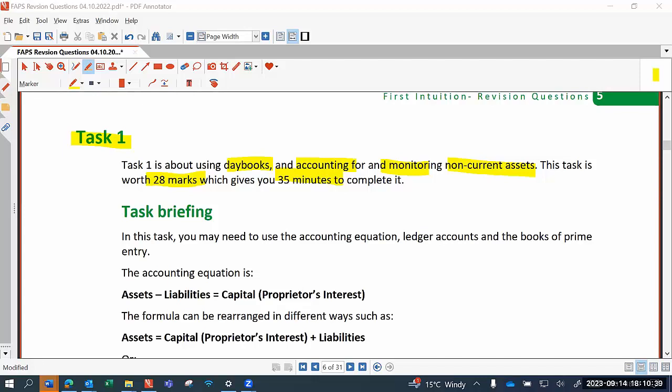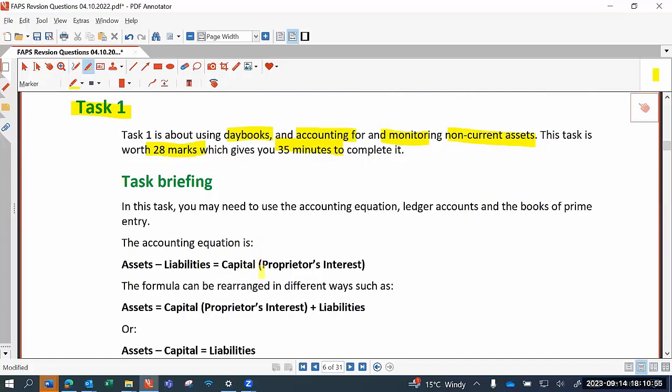We are going to have a look this evening at task number 1 from the Financial Accounting Level 3 exam. And you will see that in our revision pack we start each question with a little bit of a review of the topics covered within that task. So the first thing we do is tell you what the question's about. So task 1 is about day books. It's about non-current assets. 28 marks, gives you about 35 minutes to do it.